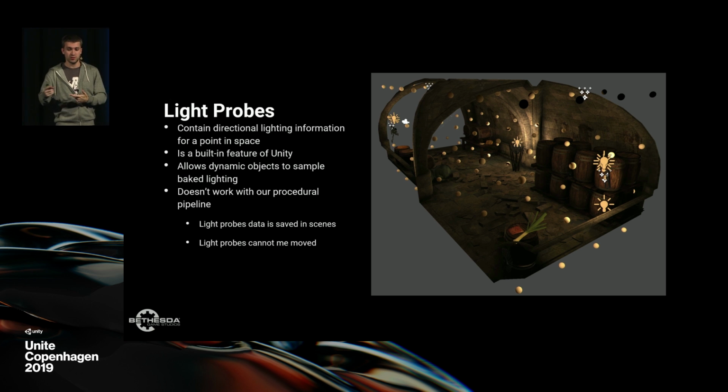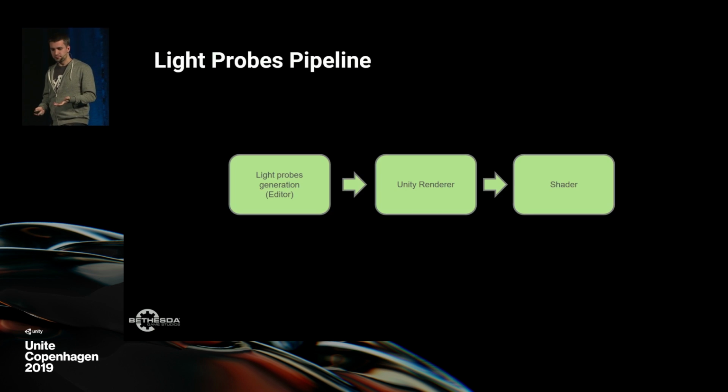So we need to move the position of probes. So that doesn't work for us. So this is a very simple representation of Unity's light probe pipeline.